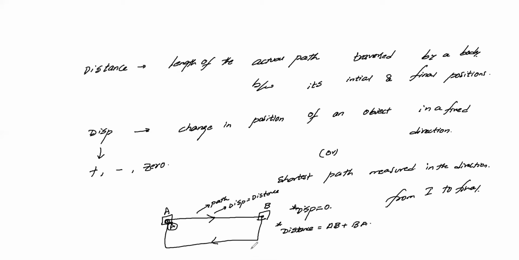Just remember it, because in problems they may ask you like this. Almost always, in a circular path or circular orbit, the displacement is equal to zero. The distance will be there. Distance exists, displacement is zero, right? Okay, good. Any doubts?